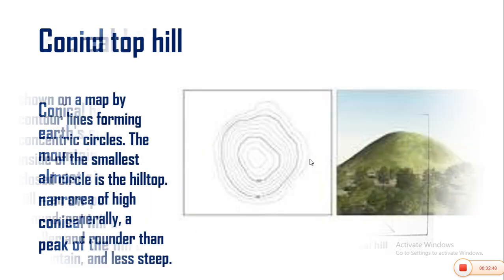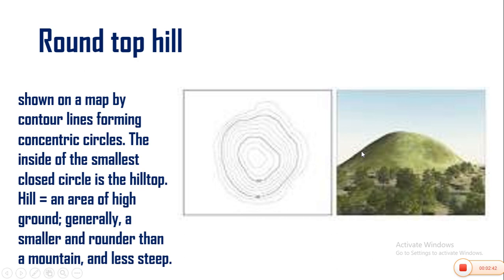Let's look at another feature, the round top hill. This is how a round top hill is represented. This is how a round top hill appears naturally. Now, this is how it is represented on a topographic map. This image is not very clear, but if you look very close, you see that there is a contour line inside this other line. The contour lines of a conical or a round top hill form concentric circles. The inside of the smallest closed circle is the hilltop. This is the hilltop here. The inside, the smallest circle, is the hilltop.